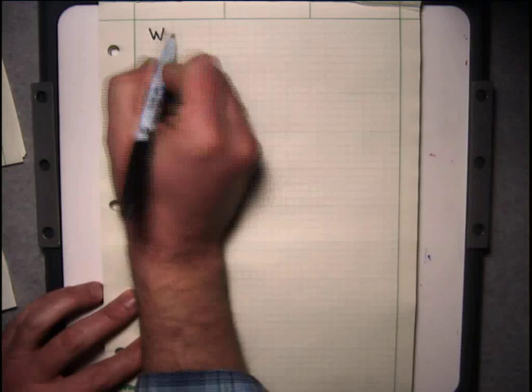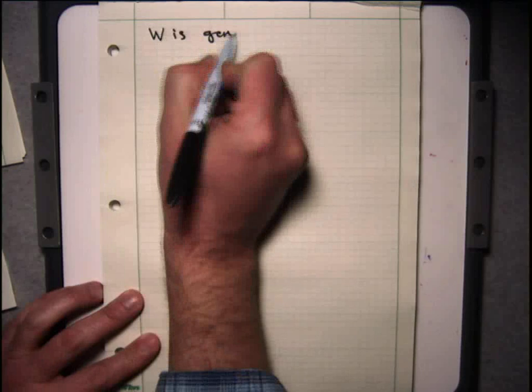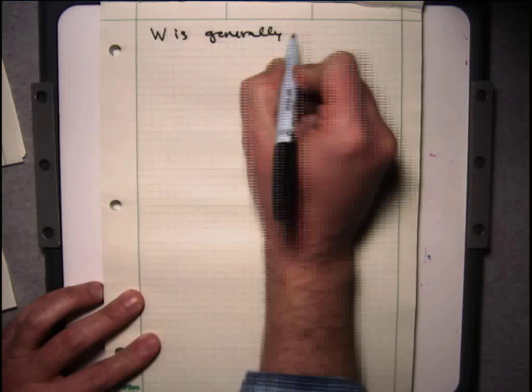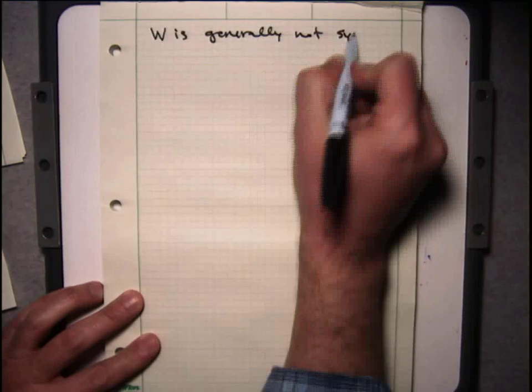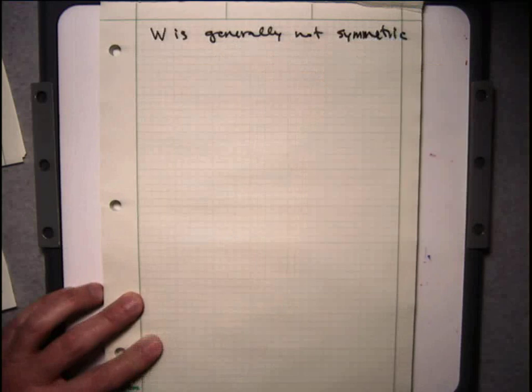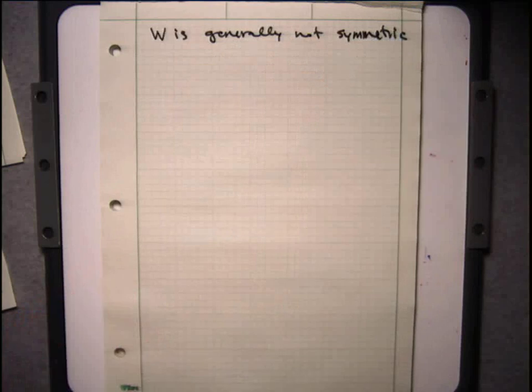One thing that we didn't talk about is whether W is in fact a symmetric matrix or not. It turns out that generally speaking, W is not symmetric, the way we've described it. And that's not very difficult to see. So W is generally not symmetric.